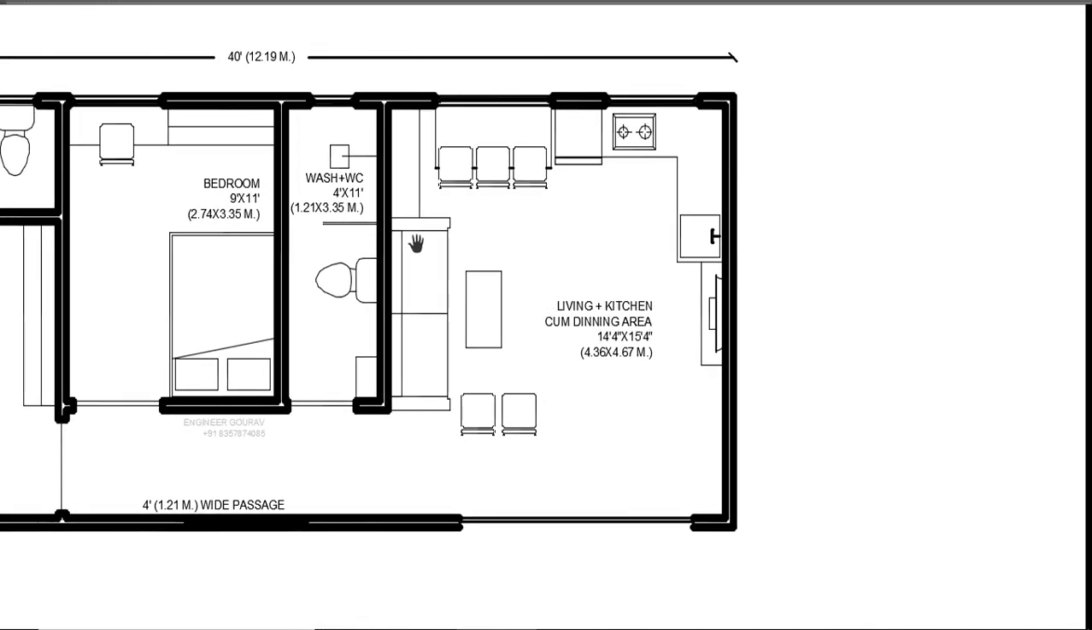So we have a common use washroom plus water closet here. You can see here the wash basin, water closet and the shower area, and we have a ventilator for ventilation of this washroom and a 4 feet wide passage here.